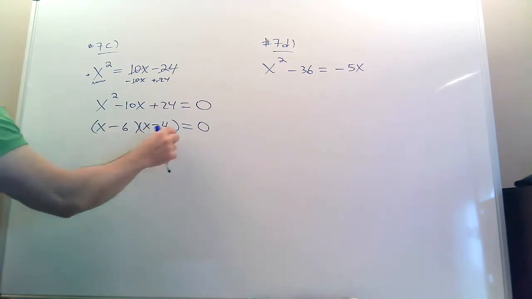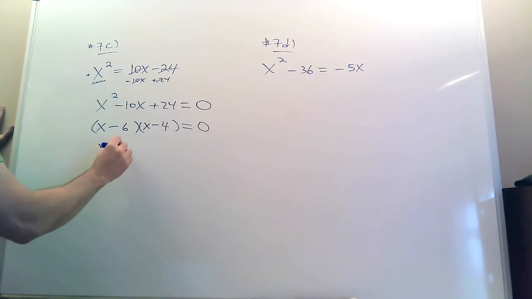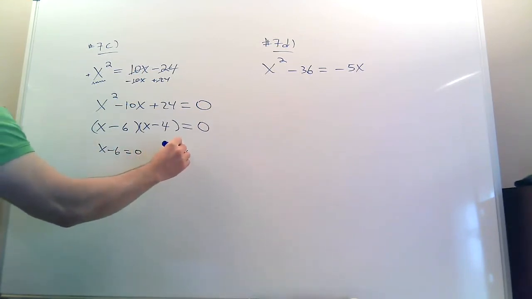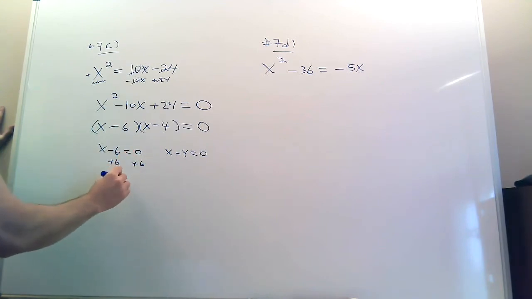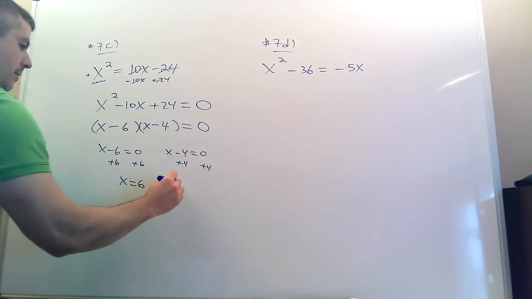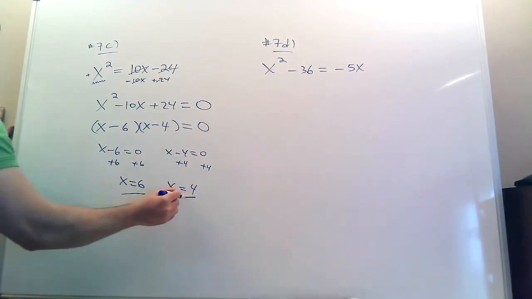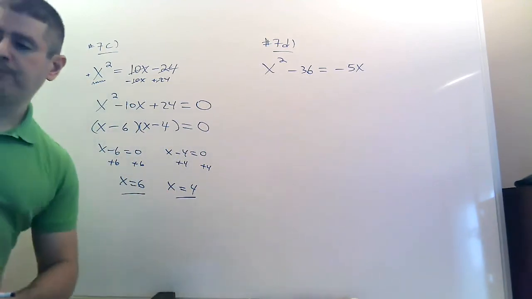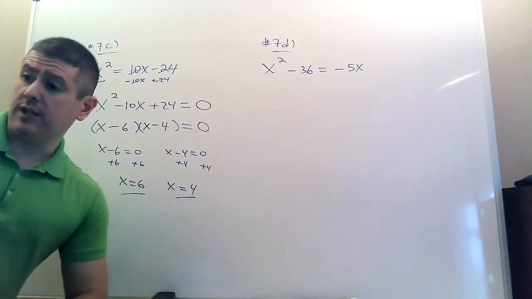So if the product of two things is 0, then one of them must be 0. So set each of the factors equal to 0. And then do the ridiculously moronic baby step: add the numbers over to the other side. Pa-pow. X was 6 or X was 4. You always get two answers, right? X squared equations have two answers in them. So really easy, equal to 0.